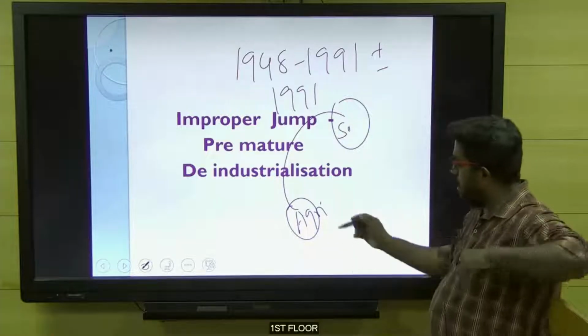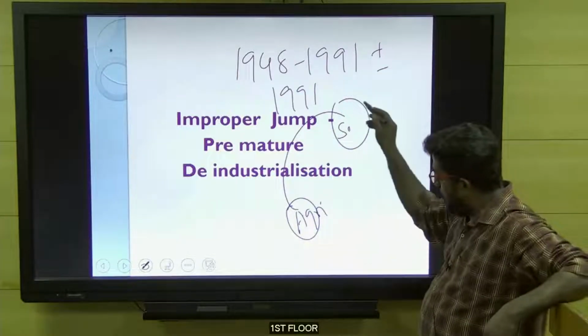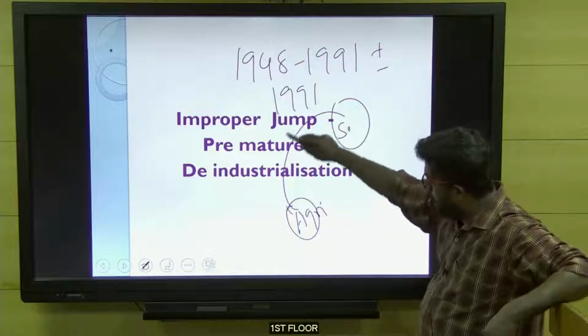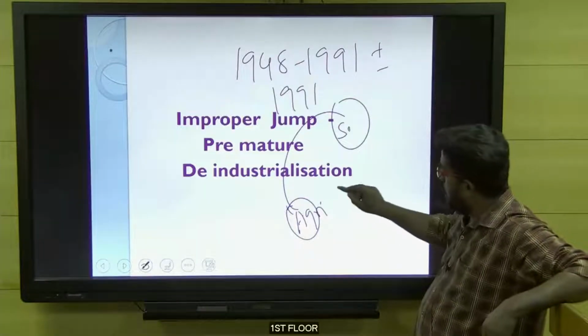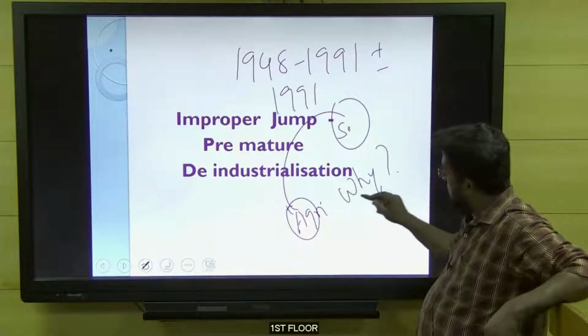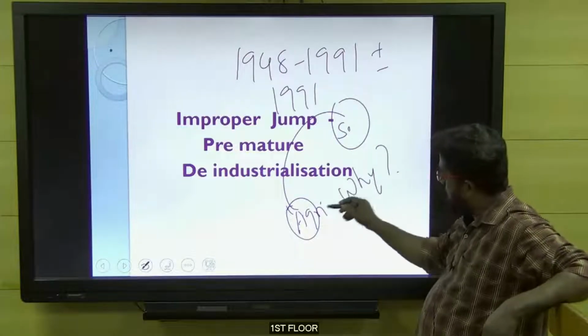What are the other dimensions? We all know that our economy after 1991 made the jump from agriculture to the service sector. Why did India make the jump? What were the factors which contributed to this jump?